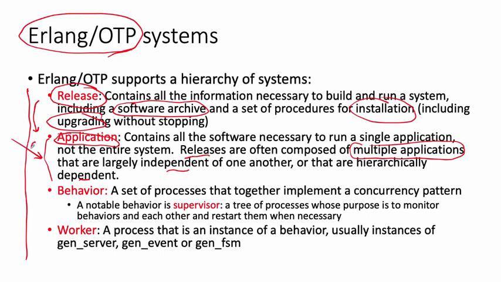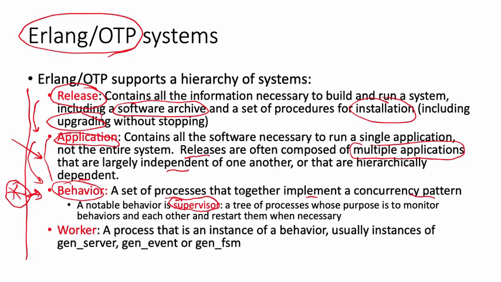And then the next smaller step, and this is the one we're going to look at very closely, is called behaviors. I mentioned this already. A behavior is a concurrency pattern. A behavior is a set of processes that together implement some kind of concurrency pattern. So, for example, there can be a generic server, any client-server, there's a client-server behavior. Or another very important behavior is called supervisor.